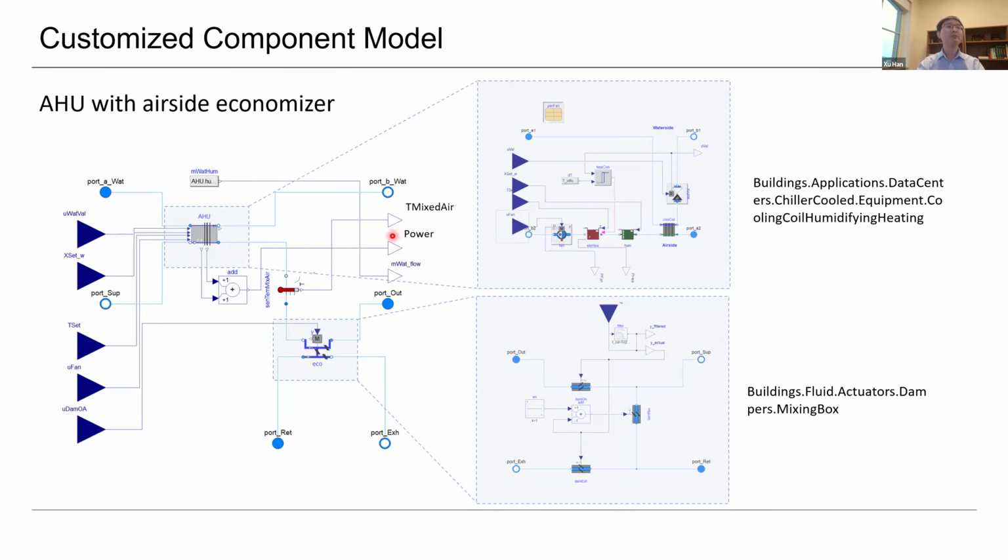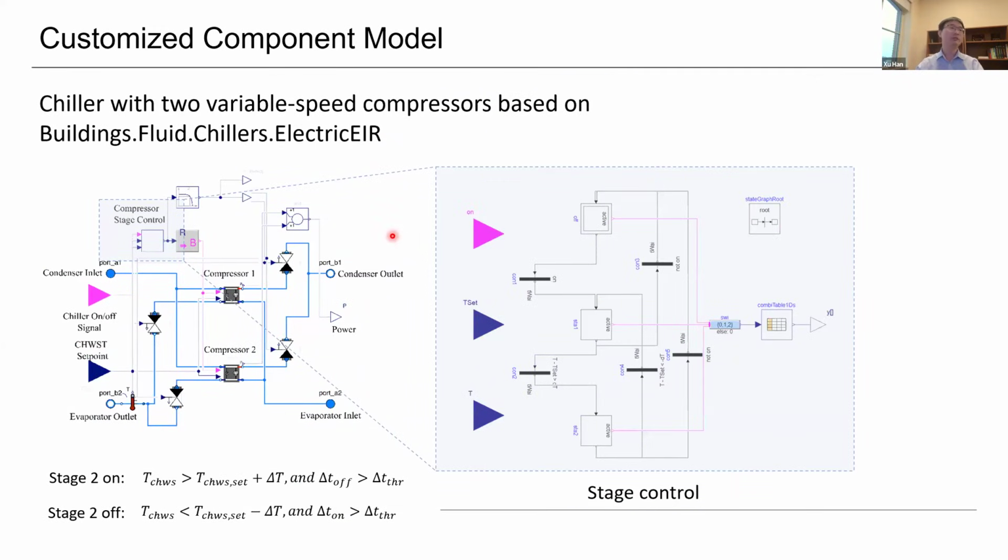And this is another model we customized. This is a chiller with two variable speed compressors. So now it's available in the Modelica Buildings Library. So this is a model implementation. You see there are two compressors. So when there are two compressors, you need to consider the staging control, right? You need to consider when we should turn on one compressor, when should we turn on the second compressor, right? So it's like a staging control.